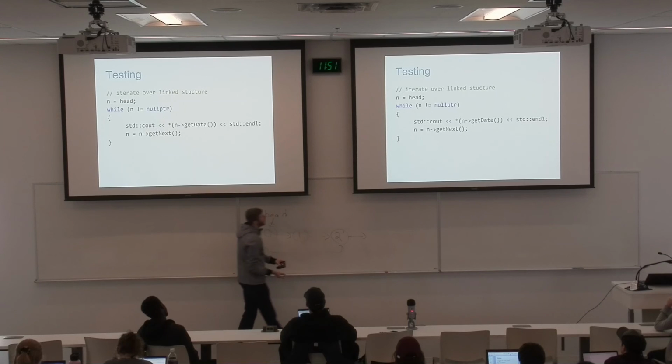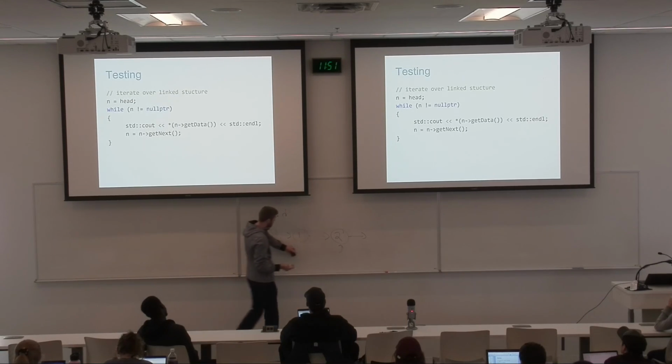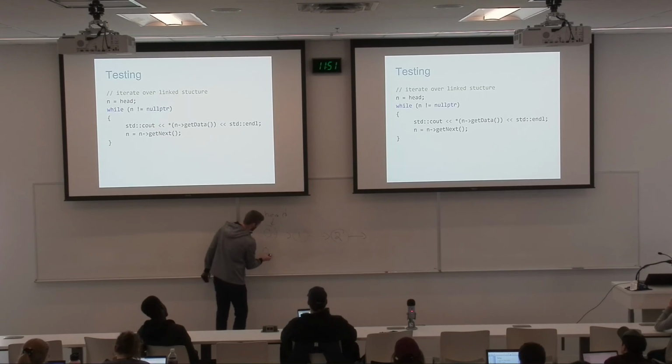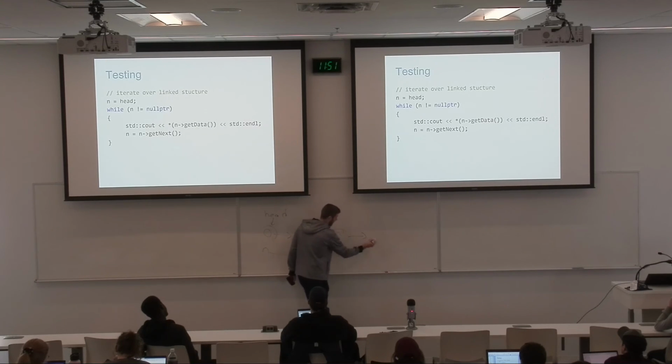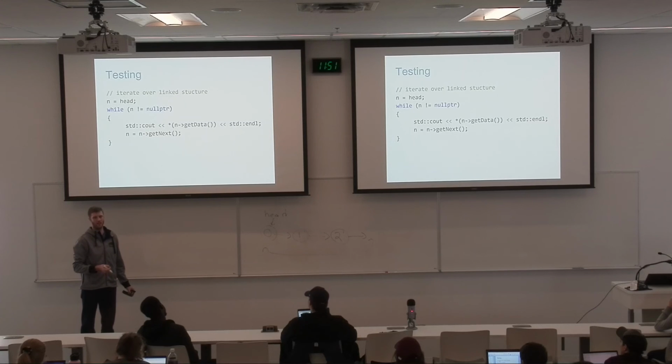Is n not null pointer? True. All right, print it out. N is set to n's next. What is this one's next? Null pointer. Good. So this points to the same nothingness. Then I ask, is n not equal to null pointer? False. Oh, I stopped. Done.